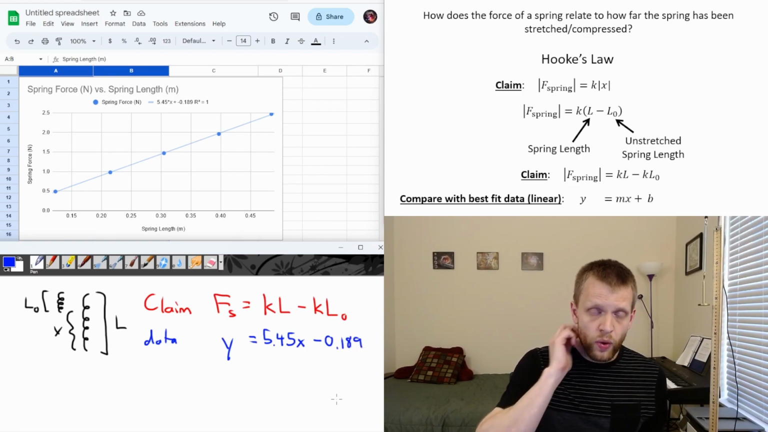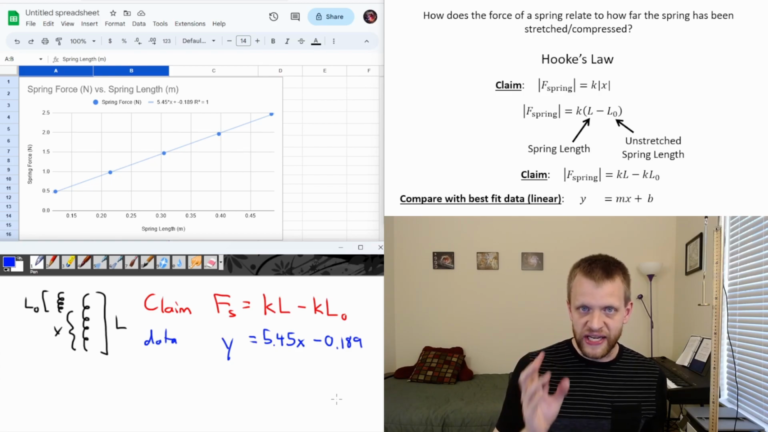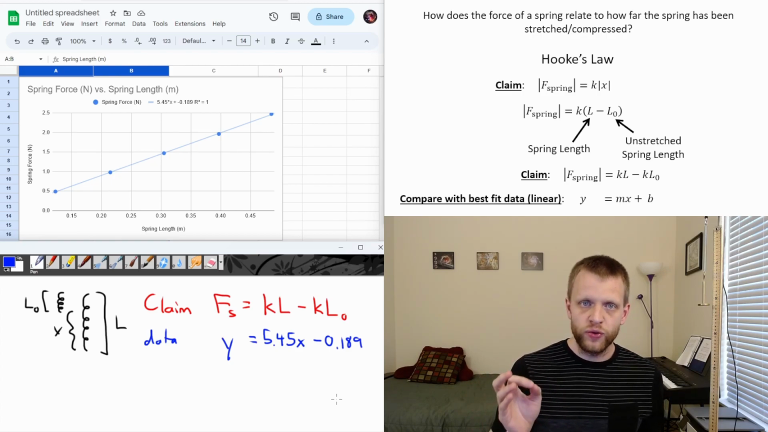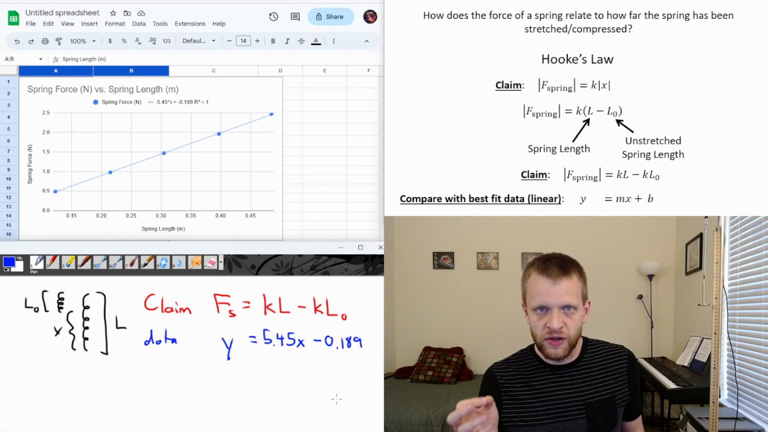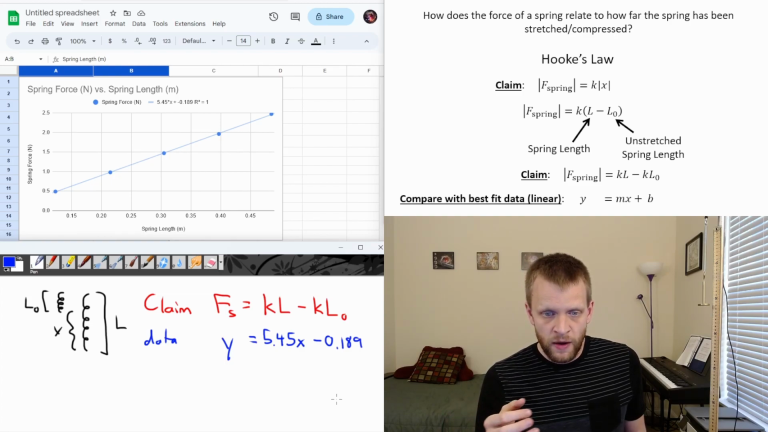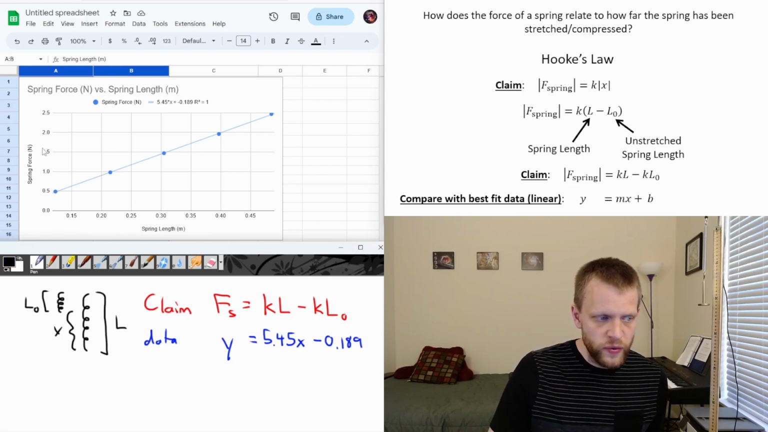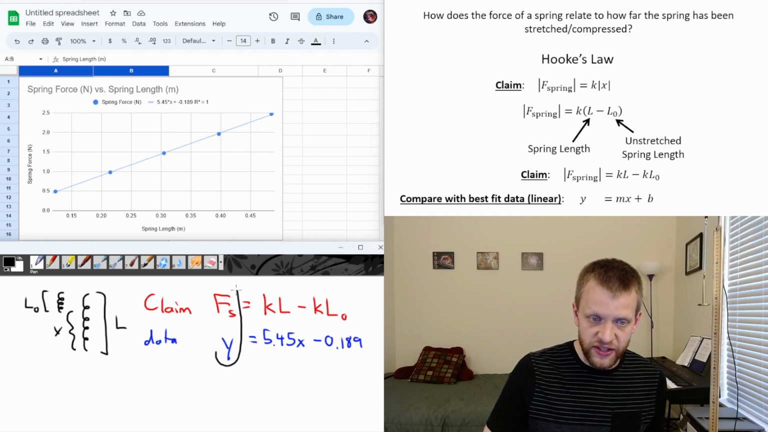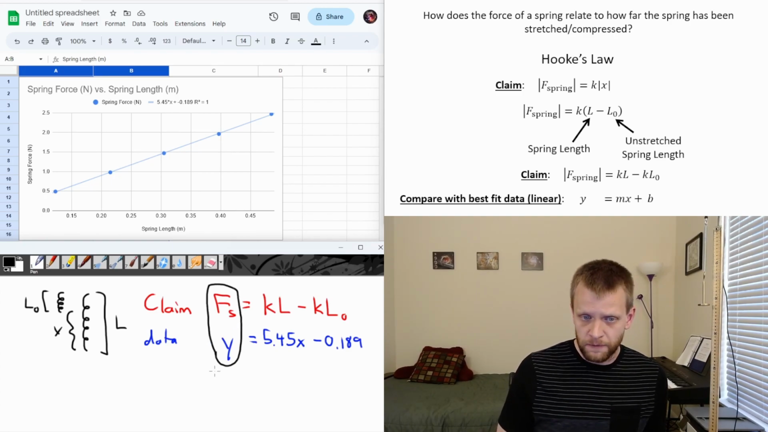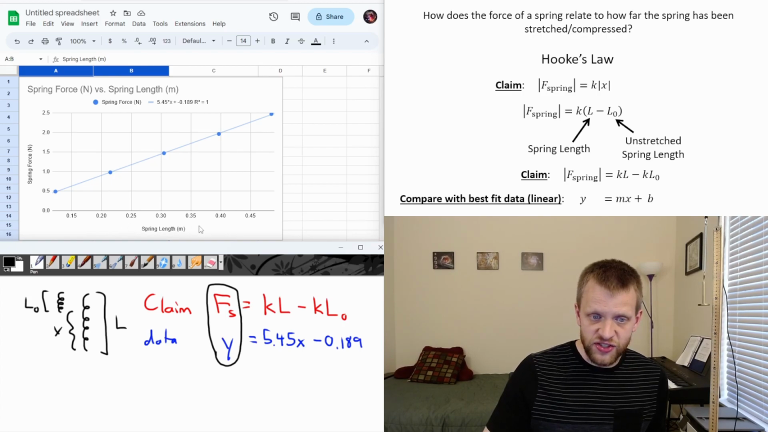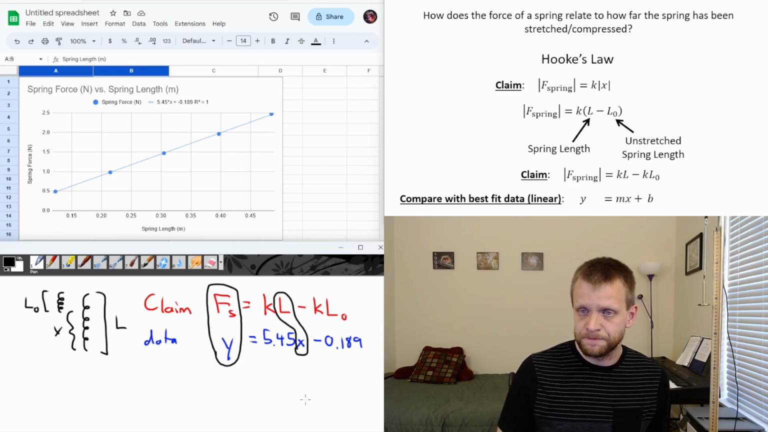Okay. What we want to do is compare our data with our claim and try to assign physical significance to those fit parameters. So if I compare these side by side, let's look at what we graphed on the vertical axis. We were looking at our spring force, so the quantity on the vertical axis and the spring force match up with each other. On the horizontal axis, we have the length of the spring, so that x value is going to be the length of our spring.